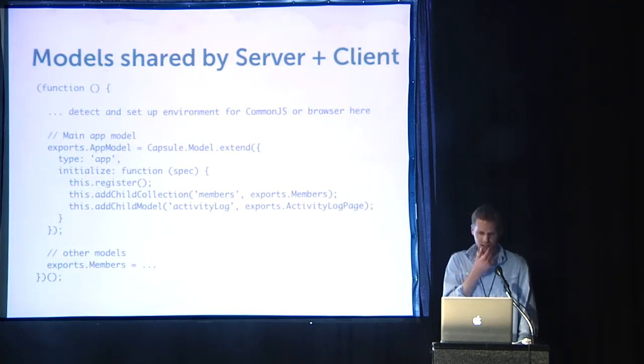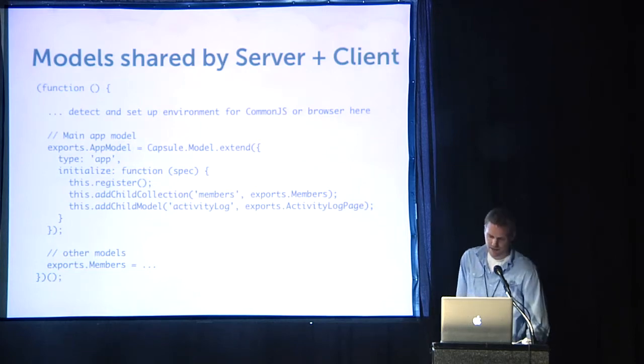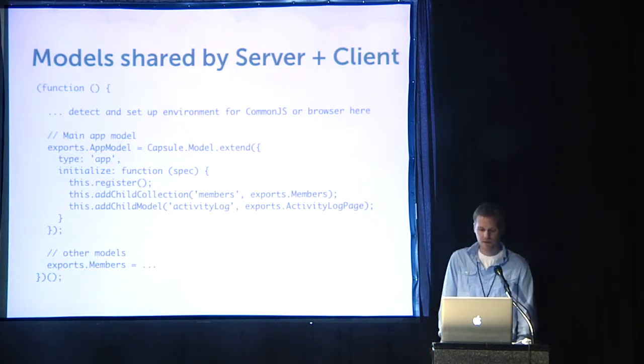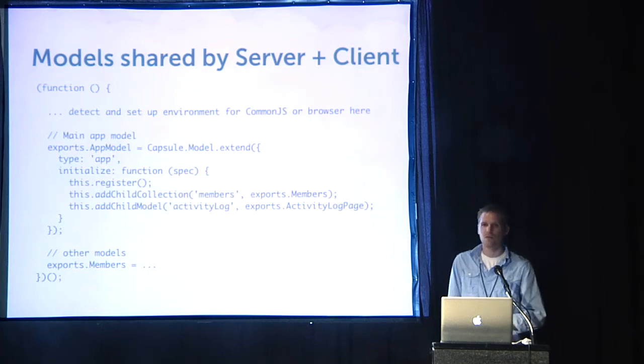So as a little example here, this would be your core app model. What I've done is there's this little register function that creates a UUID for that model on the server, and then there are these add child collection and add child model type functions, the methods that you can use to build your tree that describes the structure of your application.